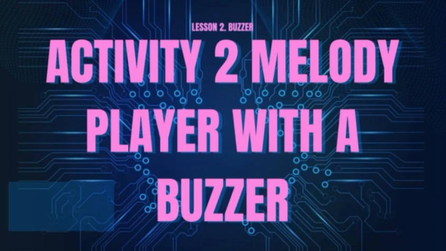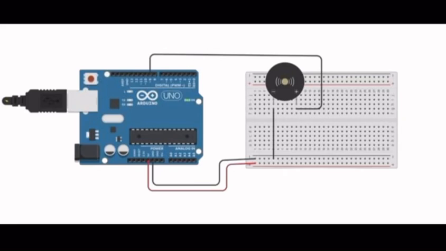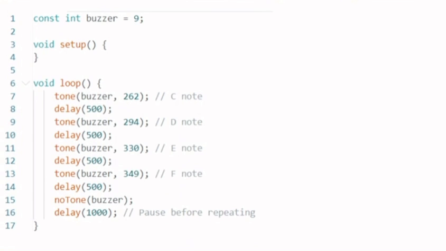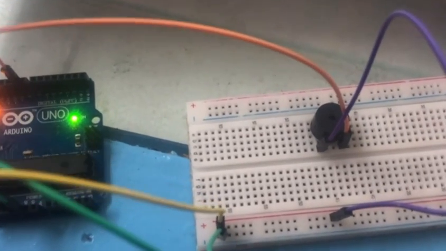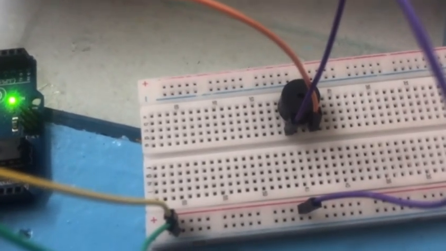The buzzer remains connected to GND and pin 9. Just like in the first activity, here the Arduino plays a short melody using different tones. This demonstrates how we can generate musical sounds using program frequency.